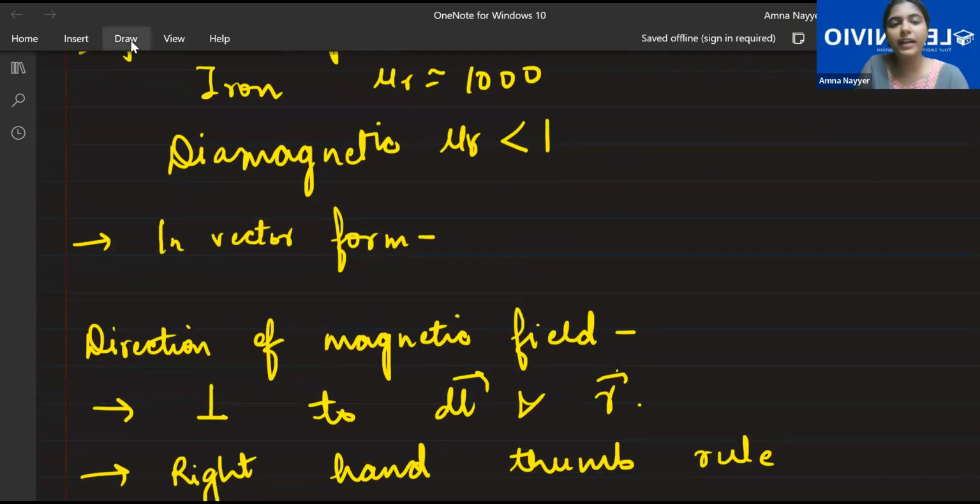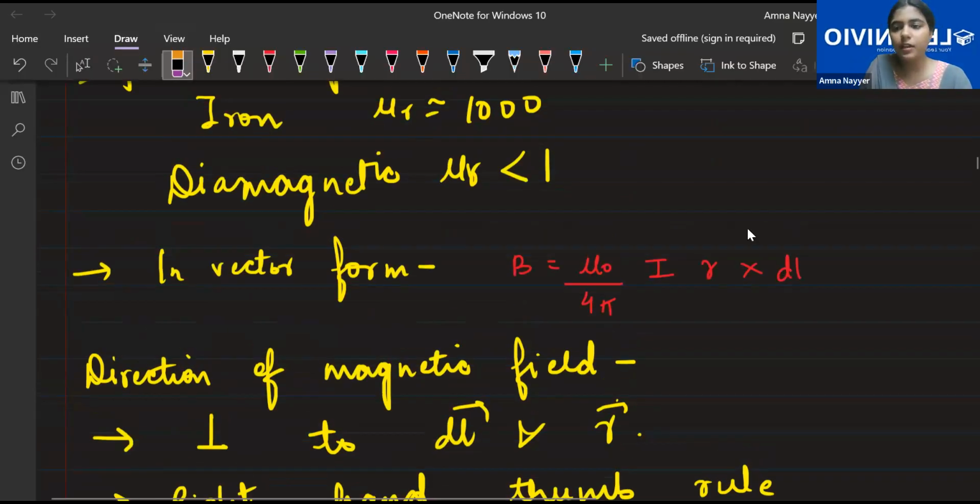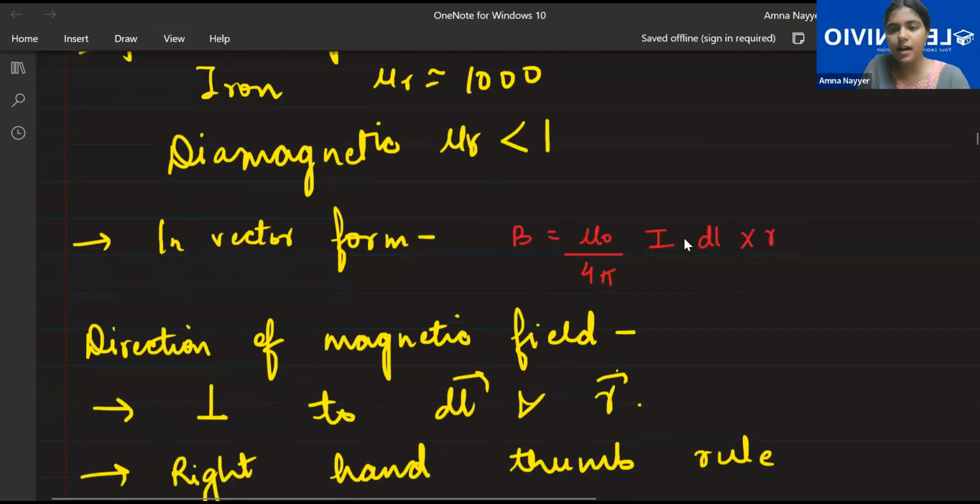Coming to the vector form of the magnetic field. How to write the Biot-Savart law? See, you have mu naught by 4 pi, no change in here. I, now you have I dl sine theta. You will use here dl cross R, divided by R cube.